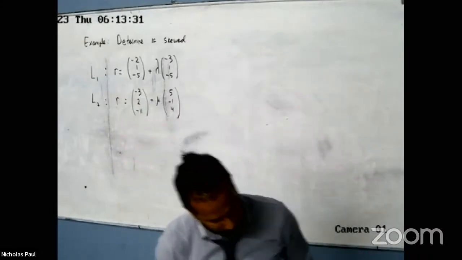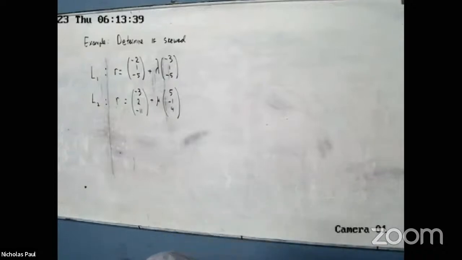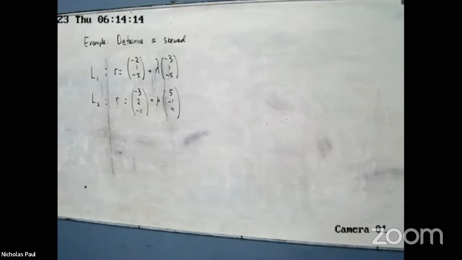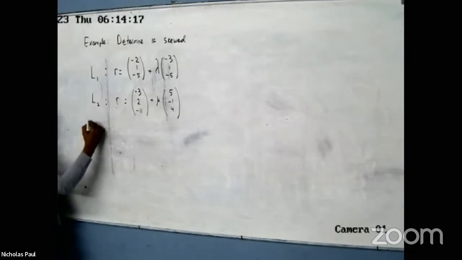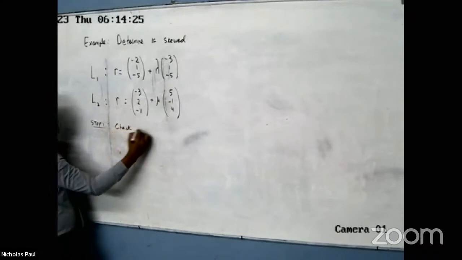I've copied this down and I want to show you what to do. So step number one: we want to determine if it's skewed. First, we're going to check if the lines are parallel.